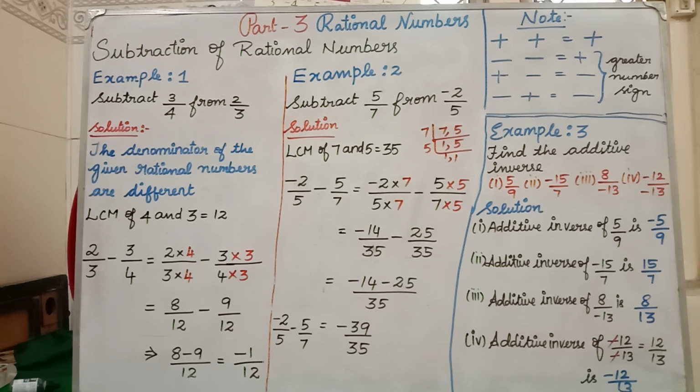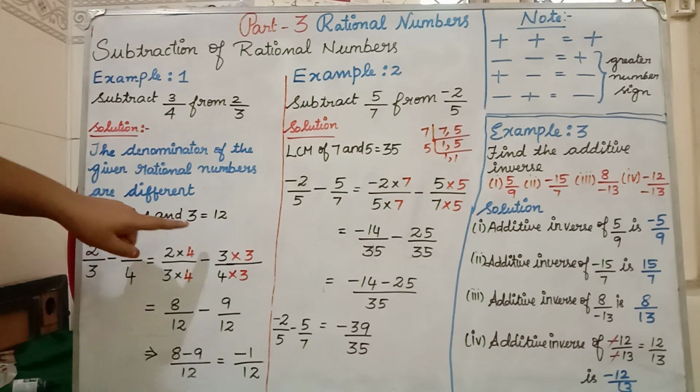First, you see here whether the denominators are same. Both the denominators are different. If the denominators of rational numbers are different, then what do we have to do? We have to take the LCM of the denominators. Here, 4 and 3, we have to take the LCM. If you take the LCM of 4 and 3, we will get 12. We all know the LCM of 4 and 3 is 12. So what I told, subtract 3 by 4 from 2 by 3 means 2 by 3 minus 3 by 4 you have to write.